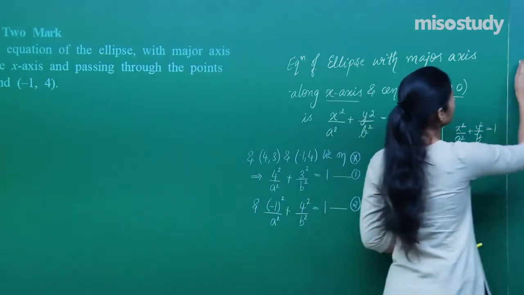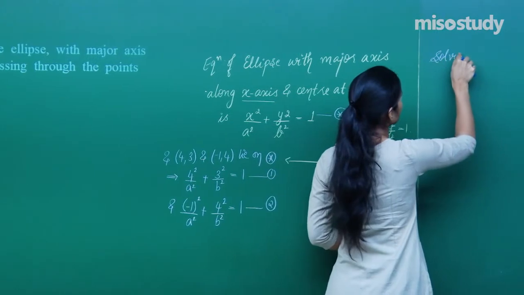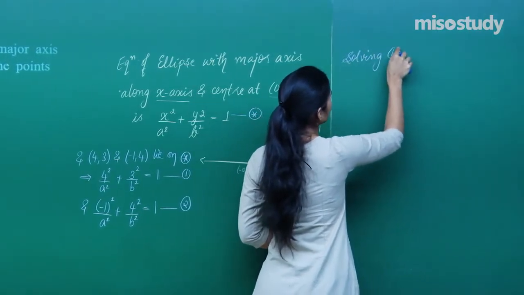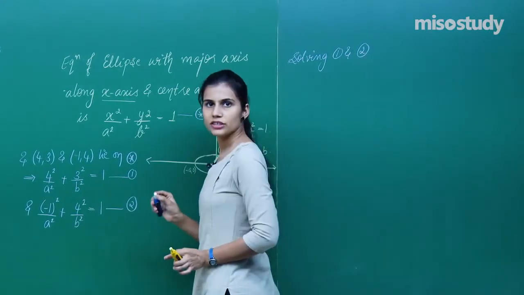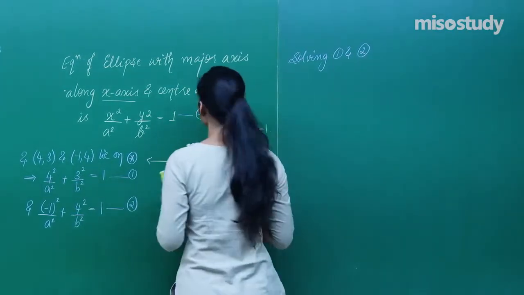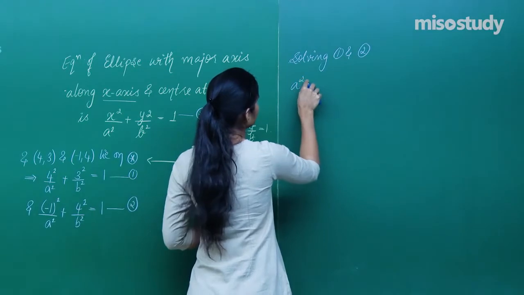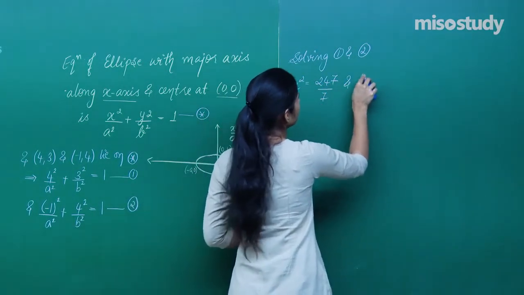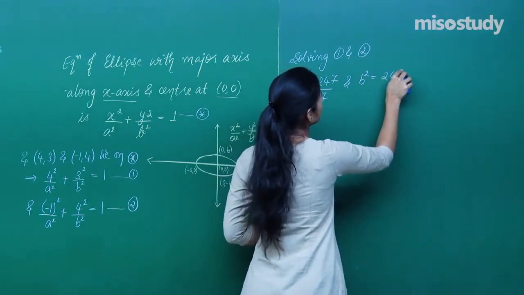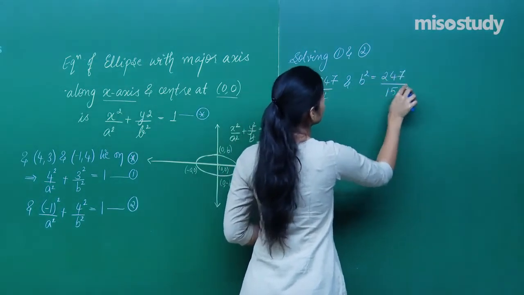When you solve 1 and 2, it's very easy. You can see both the equations are in 2 unknowns, a square and b square, so you can clearly solve them. You will get a square is 247 by 7 and b square is 247 by 15.